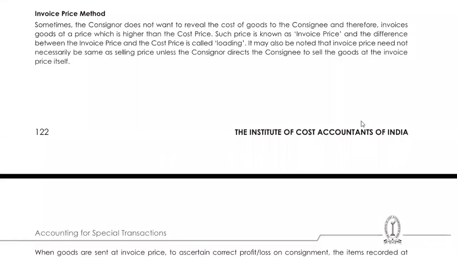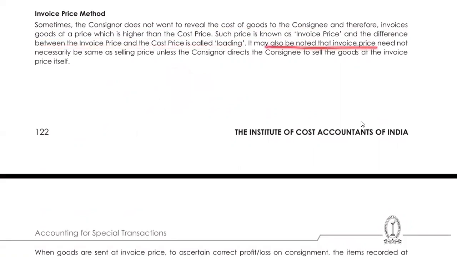Now, invoice price method. Sometimes the consignor does not want to reveal the cost of goods to the consignee, and therefore invoices goods at a price which is higher than the cost price. Such a price is known as invoice price, and the difference between the invoice price and the cost price is called loading. So if my cost price is 100 and my invoice price is 120, then this difference of 20 rupees is called loading.